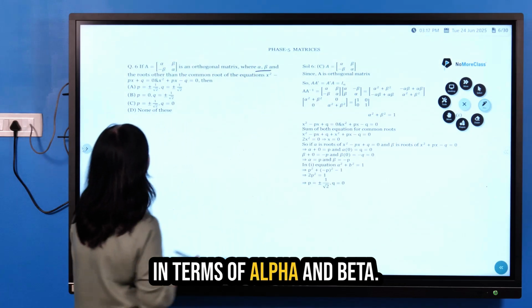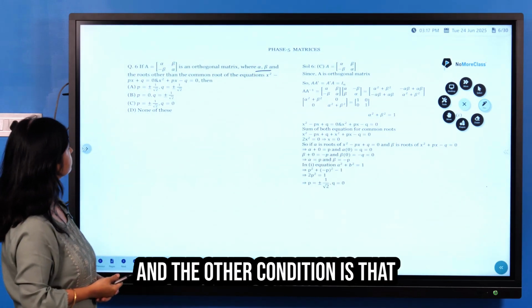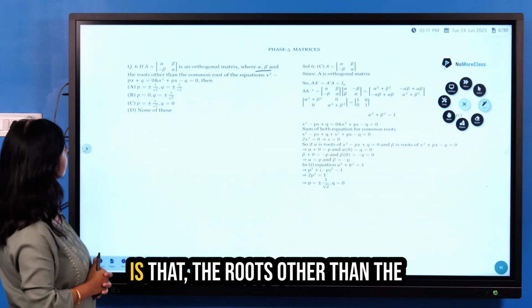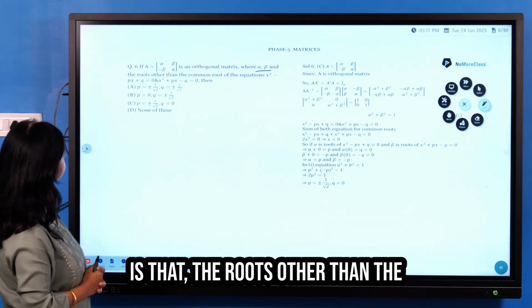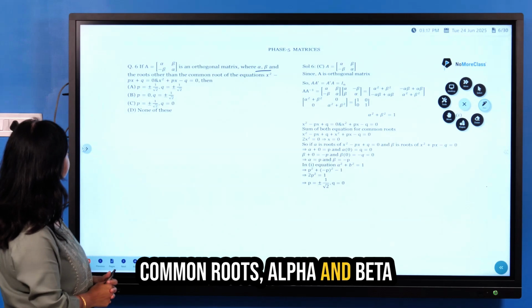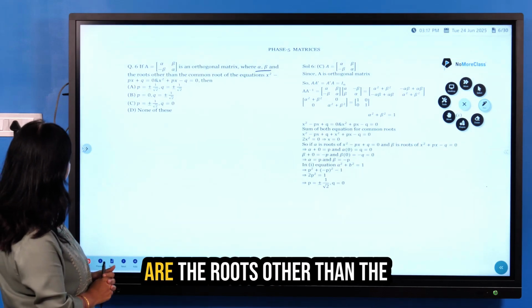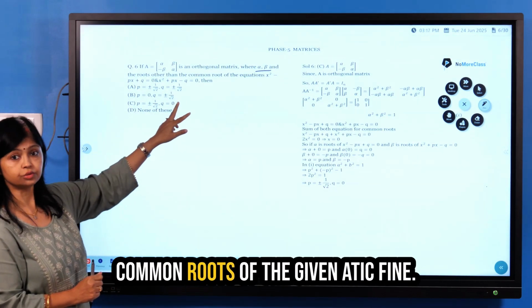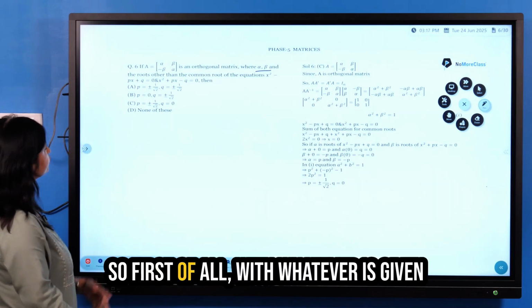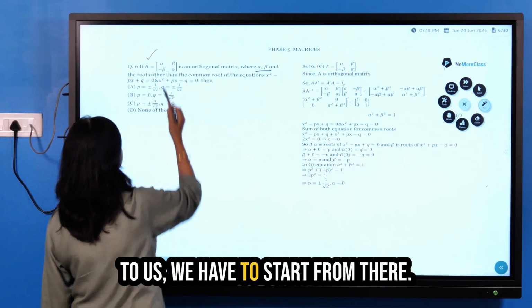of alpha and beta, and the other condition is that the roots other than the common roots of the given two quadratics are alpha and beta. Fine. So first of all, whatever is given to us, we have to start from there.